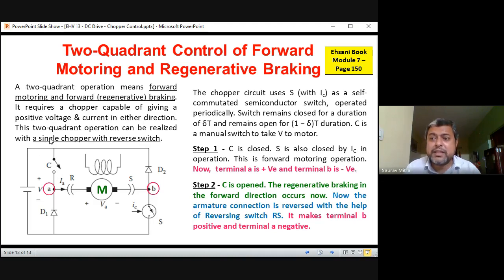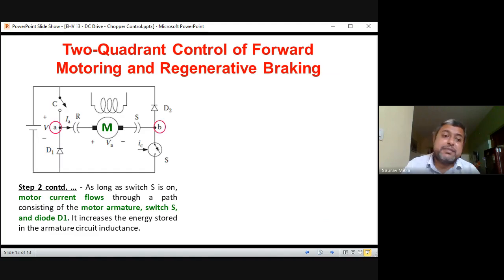So there are two steps in the second step. First step is to open C. As soon as you open C, the supply voltage is not connected to the motor anymore. And second step, interchange R and S. If you do that, the motor direction of rotation is reversed. The second step continues here, as long as the switch S is on. The second step has two parts. First case, C is opened and S is connected. S is still connected. And the second part is explained here.